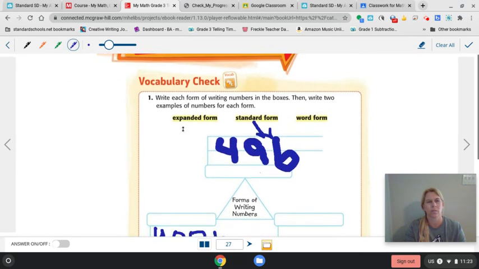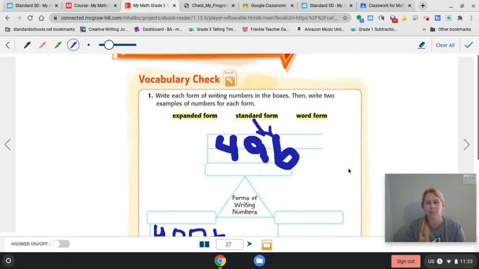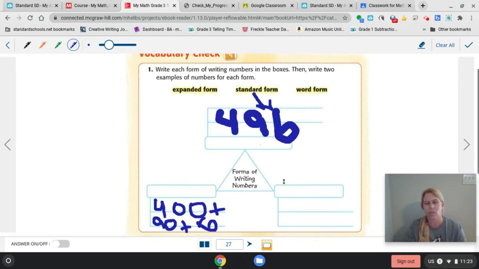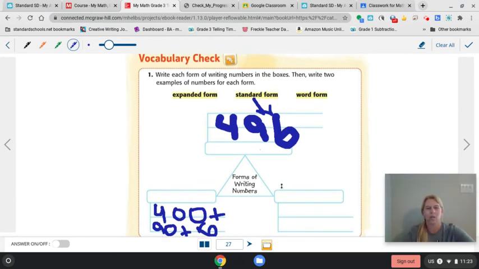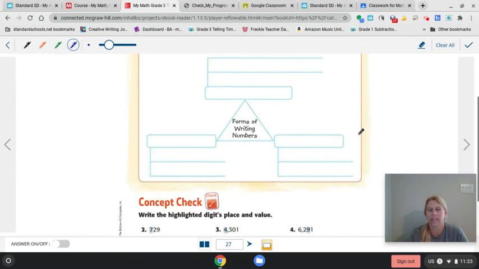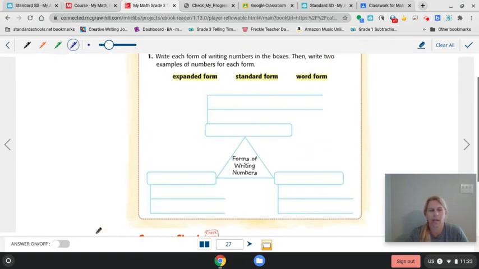Okay, we're having some problems with the board. Anyways, that's expanded form. Word form would be taking the number and writing it out the long way, which would be very difficult for me to do right now. But basically, you write the words for 496. I'm going to erase that, and then we're going to look at the answers.